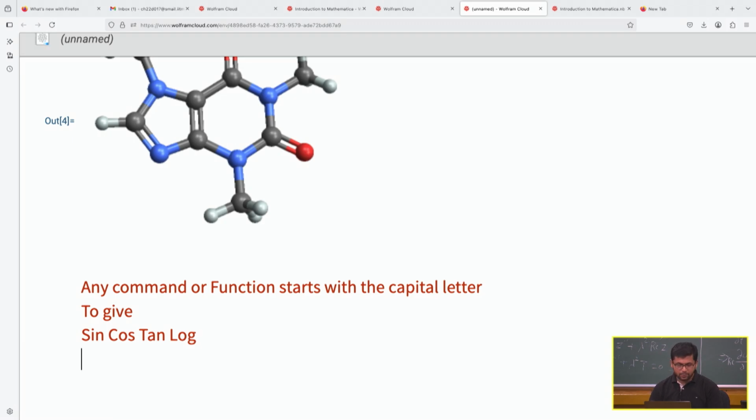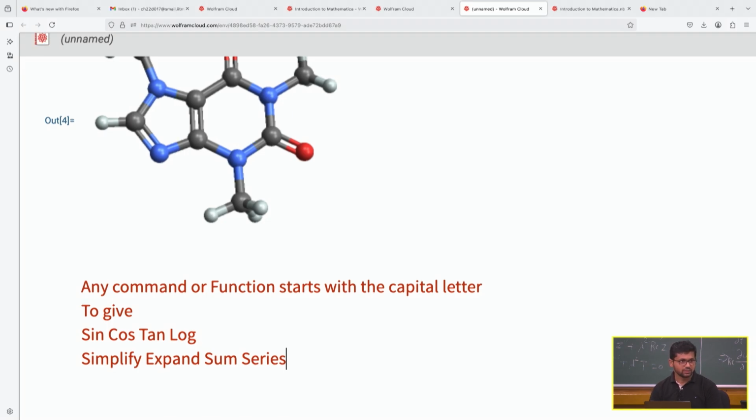The other is to give, so this is about function. The similar thing applies with the commands, like some commands are simplify, expand, sum, series. These are all commands which do certain types of operations in Mathematica. These commands will also start with a capital letter.